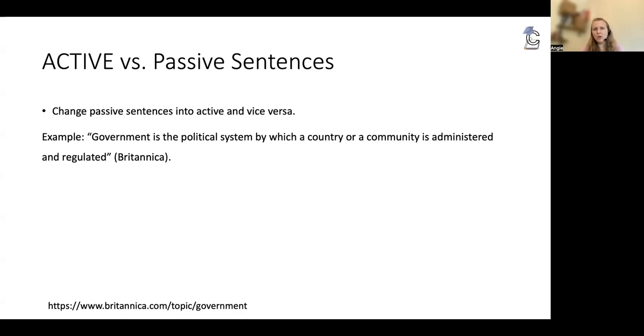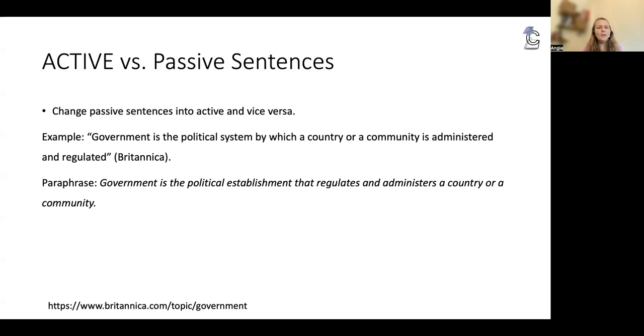Now, this passive structure can be changed into an active one in the following way. Government is the political establishment that regulates and administers a country or a community. So notice that is regulated, is administered, becomes regulates and administers.